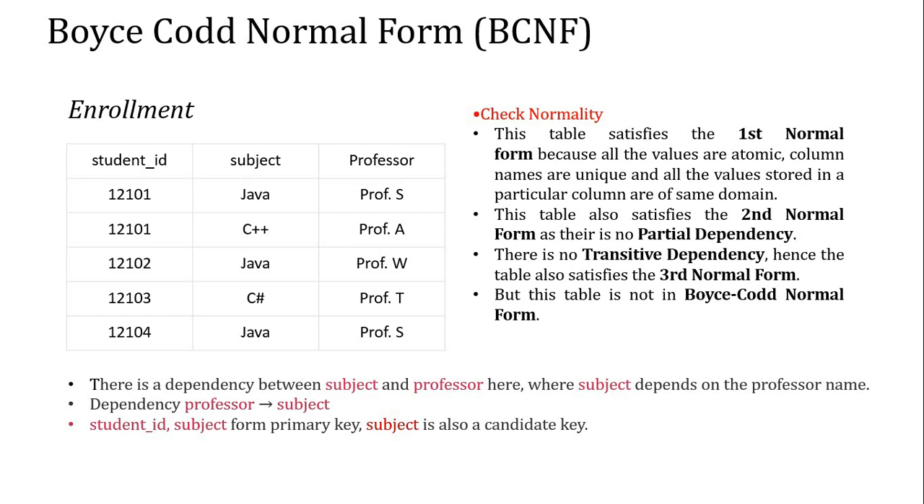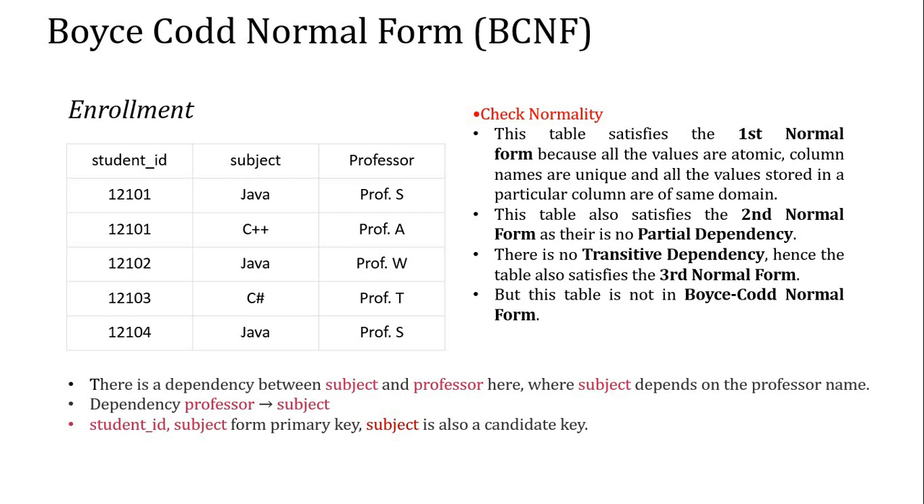Here, if we check this table against the normal forms, it satisfies the first normal form, because all the values are atomic, that is single, column names are unique, all the columns have different names, and all the values stored in a particular column are in the same domain, and the data can be inserted in any order. So it is already in the first normal form. In the second normal form, we can see that this table has no partial dependency.